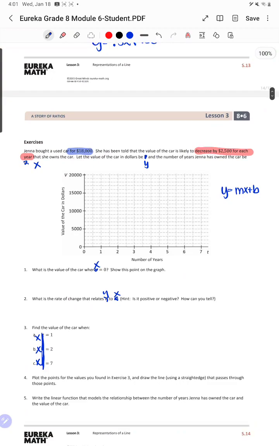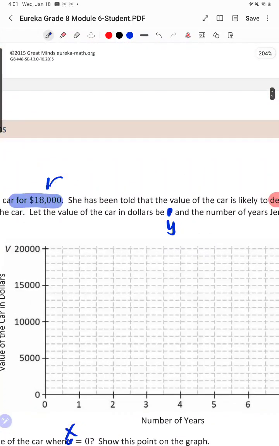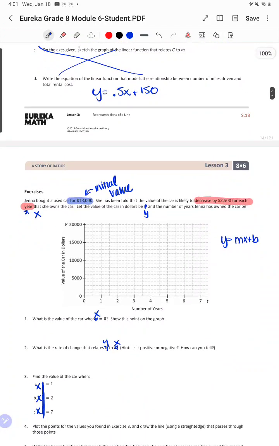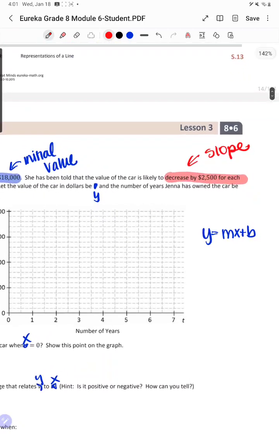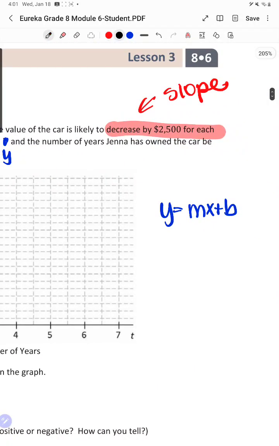Okay, so you should have found that this was the initial value. It's only $18,000 once, okay? That only occurs once. And you should have found that this right here is the slope, because that decrease happens over and over and over again. So you should have known that y equals negative 2,500 x plus 18,000.